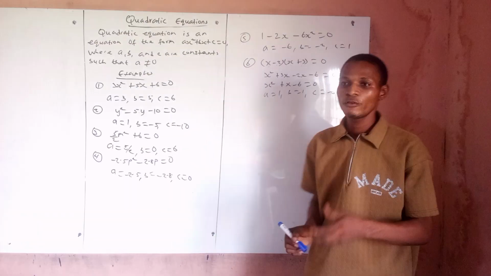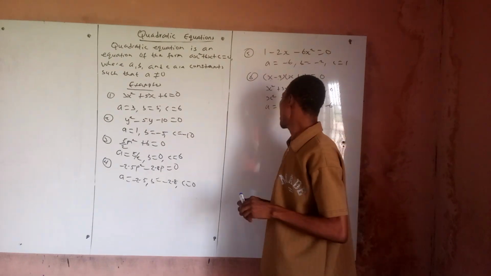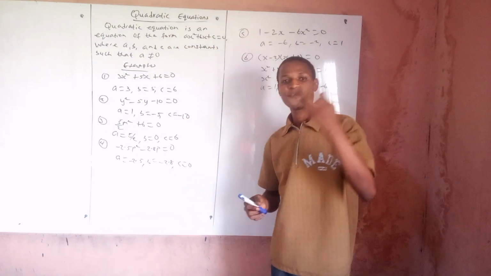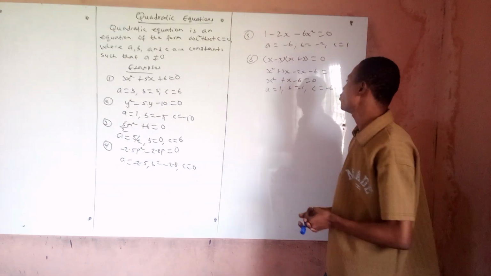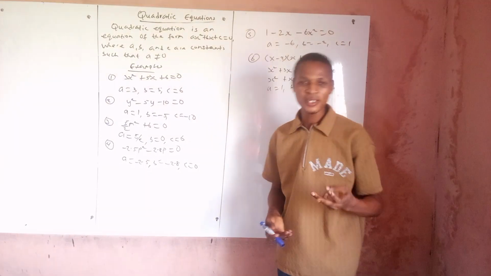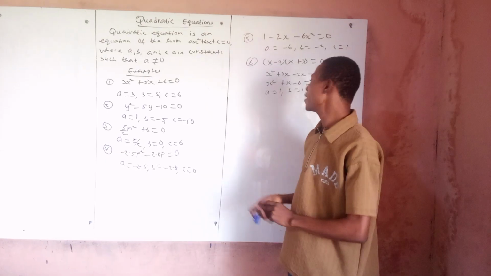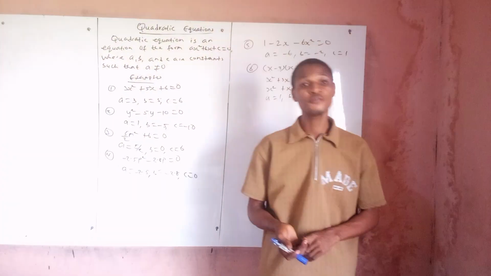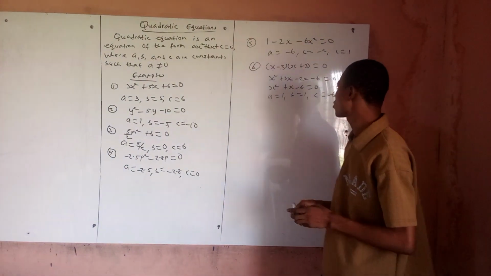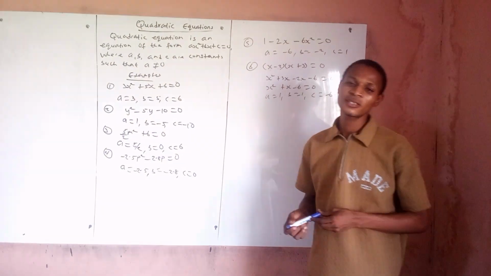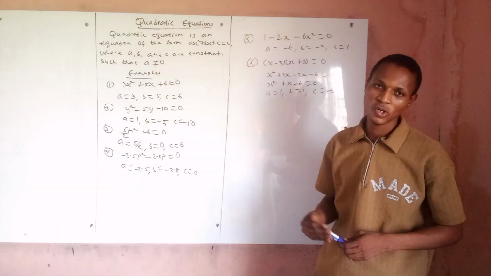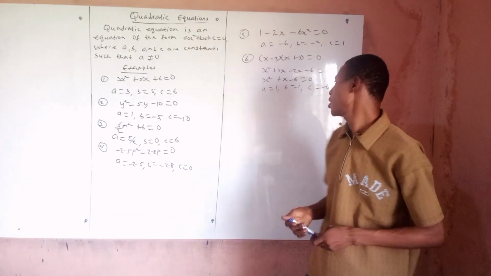So this is just the introduction to quadratic equations. We have four methods to solve any quadratic equation. We have the factorization method, the completing the square method, number 3 is the quadratic formula, or we call it the almighty formula, and the last method is the graphical method. We will be discussing each of these methods in my subsequent lessons.